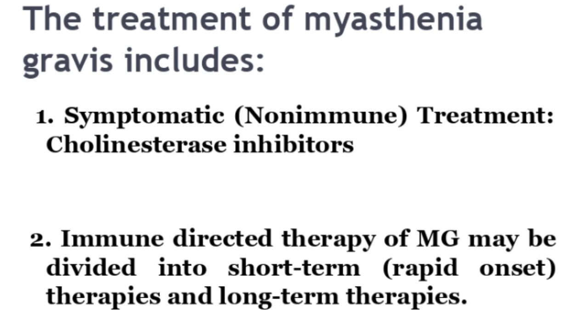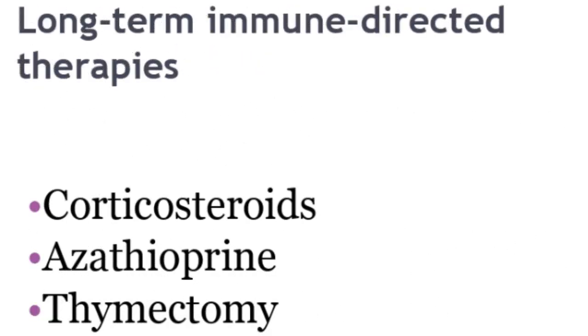it should be discontinued. Second, immune-directed therapy of myasthenia gravis may be divided into short-term rapid onset therapies and long-term therapies. A. Long-term immune-directed therapies, which are accomplished by corticosteroids, are indicated for patients who have responded poorly to anticholinesterase drugs. Treatment is initiated with the patient in the hospital as weakness may initially be exacerbated.